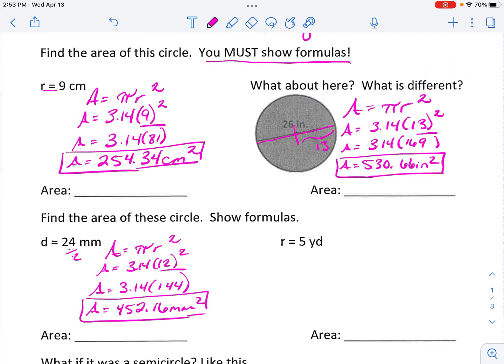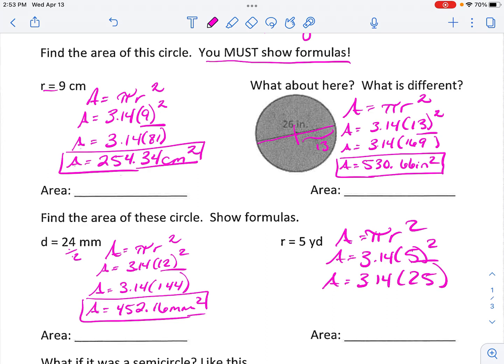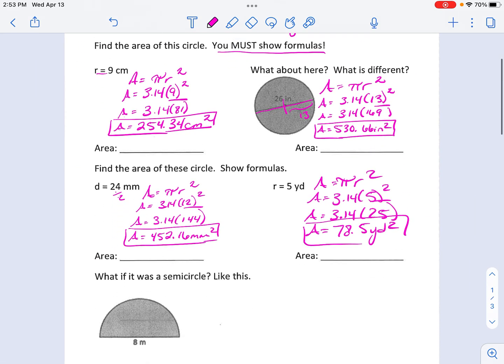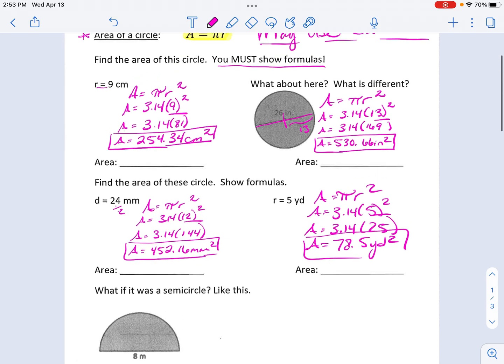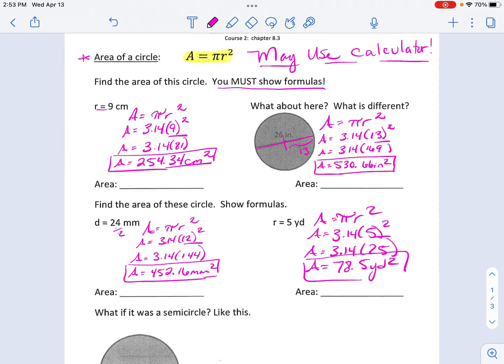So I should see all these lines. The calculator can do your work, but I should see formula, substitute, and then begin to solve. The next one, it gives us the radius. So we can substitute in 5 for the radius. And when we square it, we'll get 25. And then when we multiply by 3.14, 78.5 square yards. Okay, those should be fairly easy.